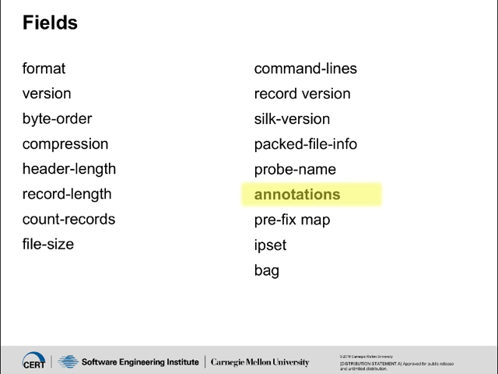Annotations: rwfilter as well as the set, bag, and pmap builders all have a note add function that allows you to add a note to the end of the file. It's usually used to describe the file in your own words. Prefix map is the map name value for a prefix map file. IP set is the number and size of the nodes and leaves in an IP set file. Bag is the type and size of the key and counter in a bag file.